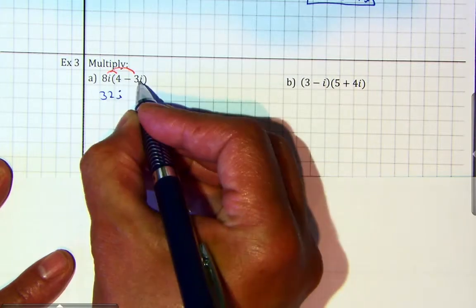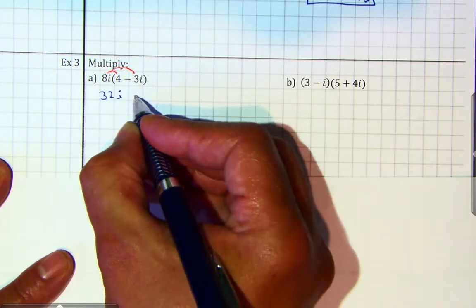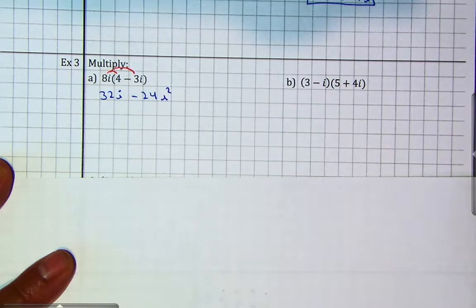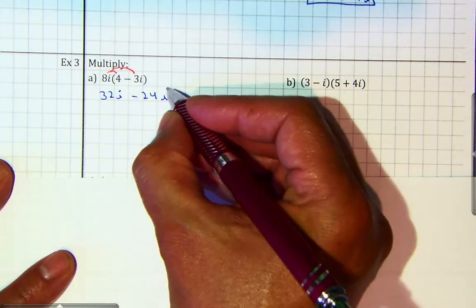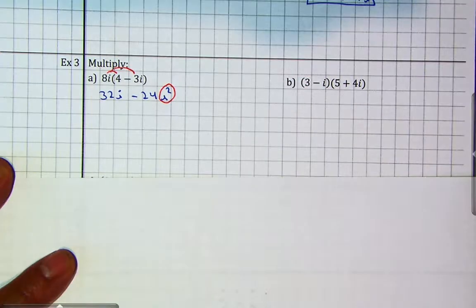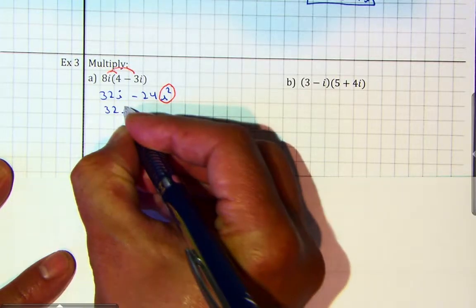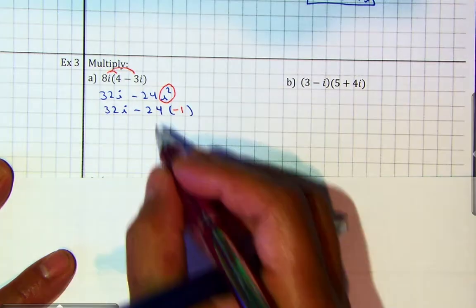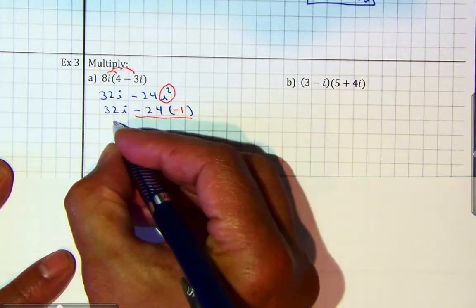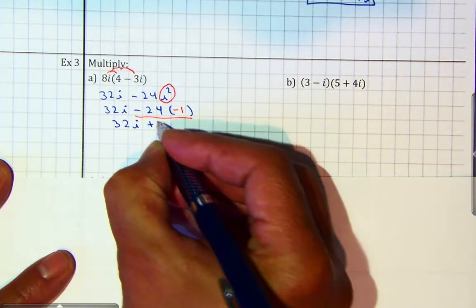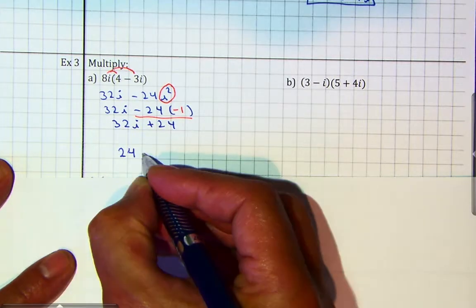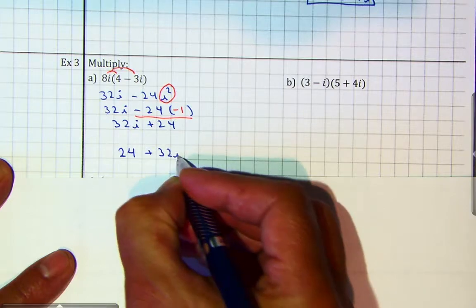8i times -3i. 8 times -3 is -24. i times i will be i squared. And I know that i squared, according to the definition, equals -1. So therefore, that will give me 32i minus 24 times -1. Remember that those two are multiplying, so that will give me 32i plus 24. And whenever you write down your answer, you have to make sure that you write down your real part first plus your imaginary part.